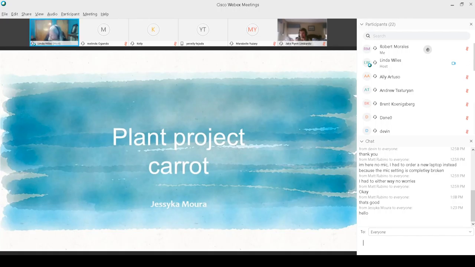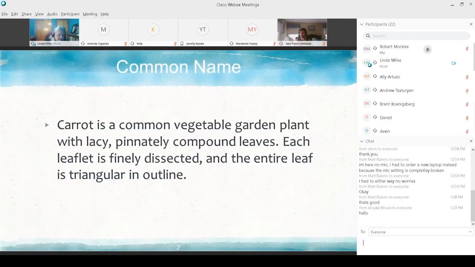Again, I have not read this yet, so please bear with me. Again, you're taking notes for this. This would go into your plant projects analysis. All right, so we're starting out with carrot. A carrot is a common vegetable garden plant with lacy, pinnately compound leaves. Each leaflet is finely dissected, and the entire leaf is triangular in outline. Pretty reasonable.